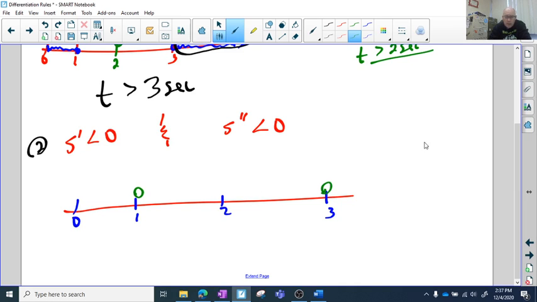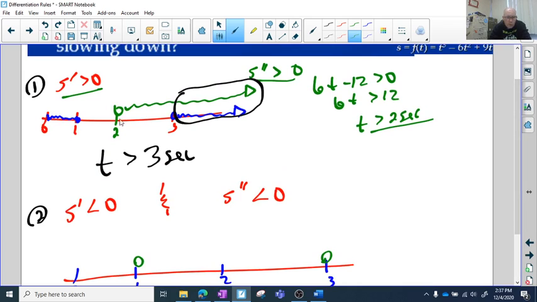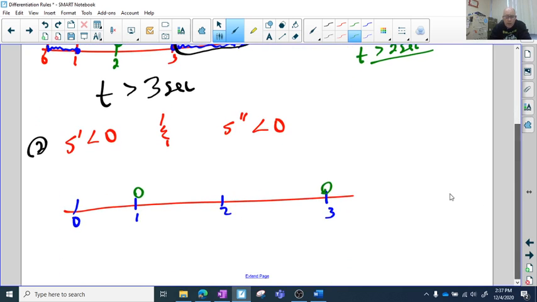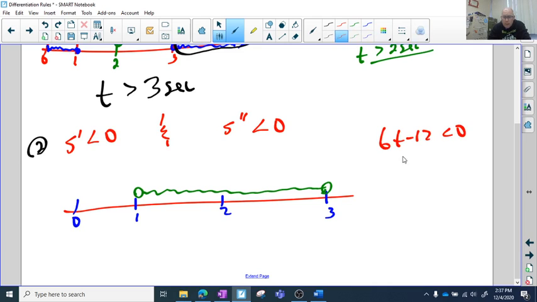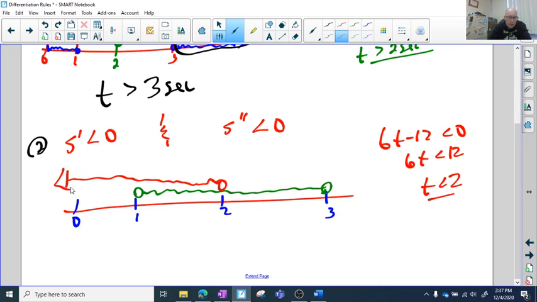This is velocity less than 0. Remember, here's in blue was where it was positive. So in between here and here is where velocity was negative. So that would be all of those possible times. Now for s double prime to be less than 0, that would be 6t minus 12 less than 0, 6t less than 12, t has to be less than 2. So that would be from here forever this way. So the overlap of where both were true is right in here.